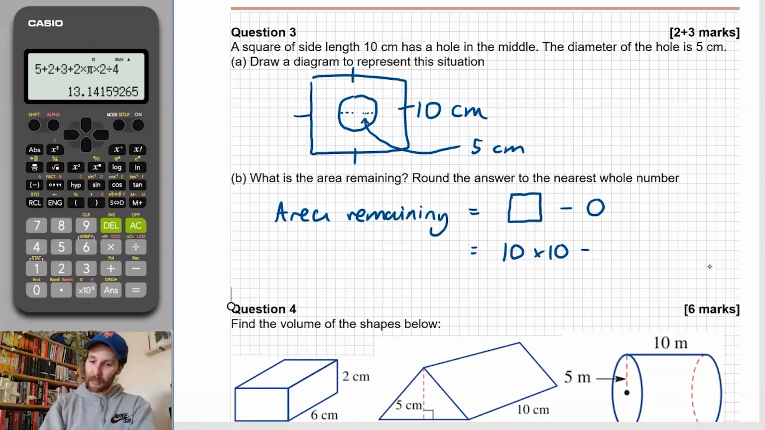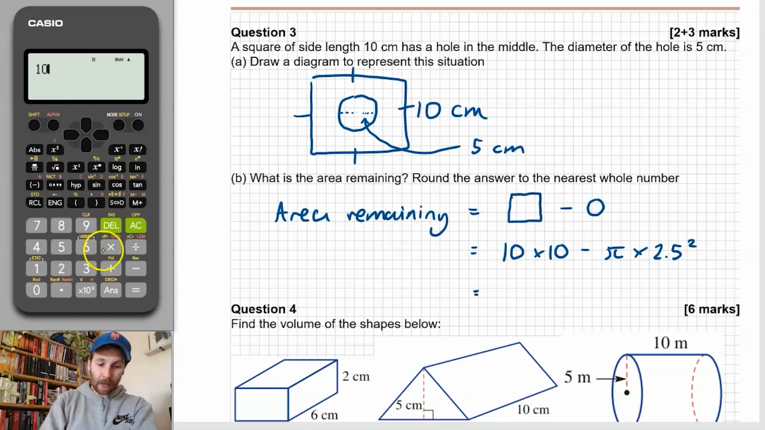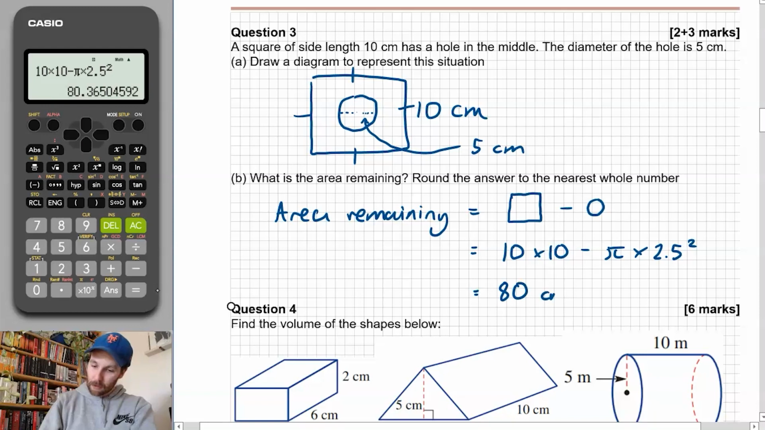But we've got to be a little bit careful here because the 5 centimeters we've been given is the diameter of the circle. So the area of that circle is going to be given by pi times the radius, which is half the diameter, so 2.5 to the power 2. That's what makes this one a bit of a harder one. 10 times 10, which is 100, take away pi times 2.5 squared, gives us 80.3. We need to do our answer to the nearest whole number, so that would be 80 centimeters squared.